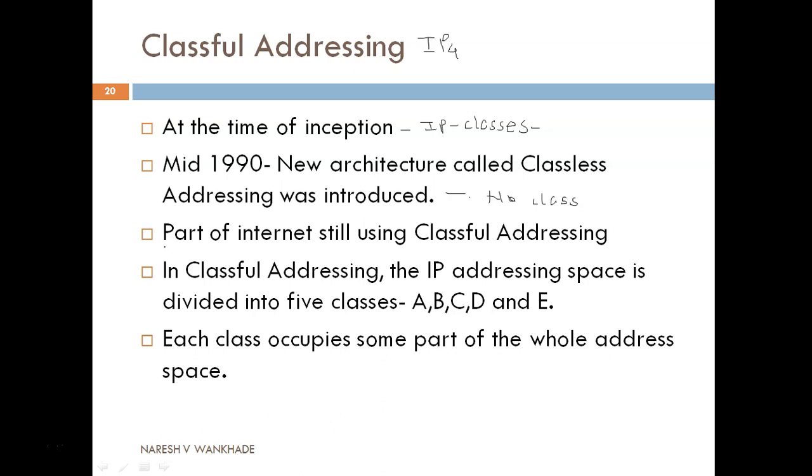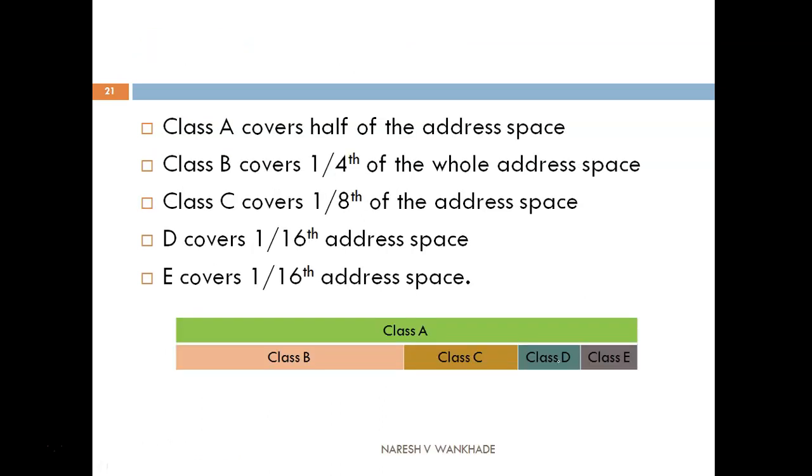And the current scenario of Internet Protocol is that some part of the Internet is still using classful addressing, and in this classful addressing the IP addressing space is divided into 5 classes: class A, class B, class C, class D and class E. We will see this classification further, and each of these classes occupies some part of the whole address space. Let's see the coverage of each class.